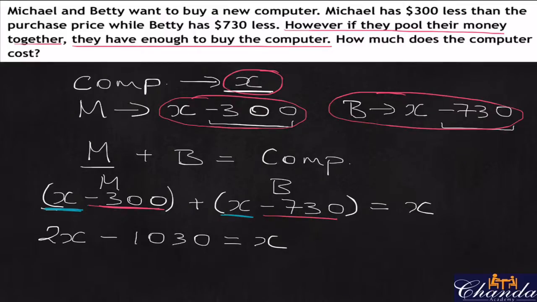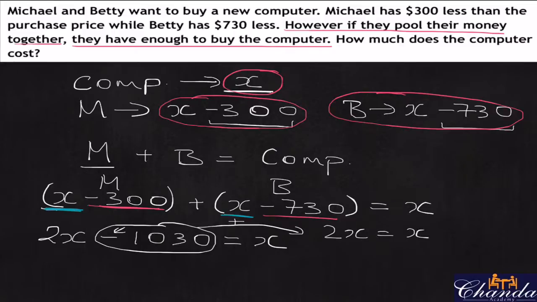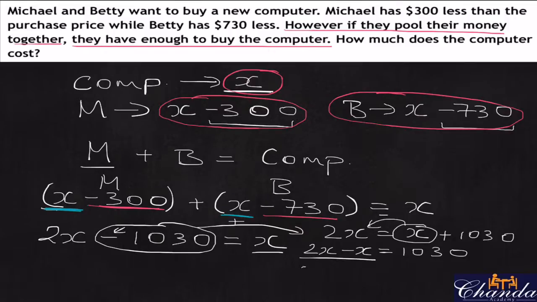The next step for me is to take this particular number over to the other side. Now it's a minus on this end, so it's a plus on the other end. So this becomes 2x equals x, which is this x here, plus 1030. Then this x gets taken to the other side, becomes a takeaway. So 2x minus x is equal to 1030. 2x minus x is simply x equals 1030. So how much does the computer cost? The computer costs $1,030. So that was the process behind finding the cost of the computer.